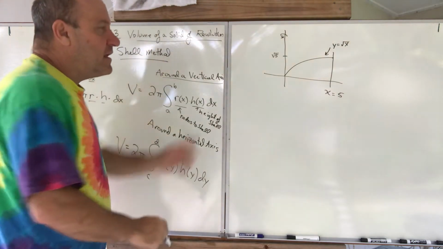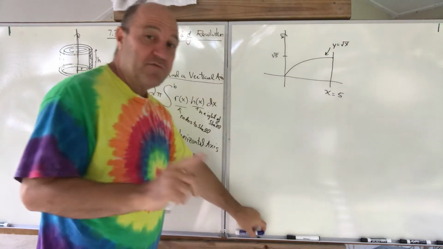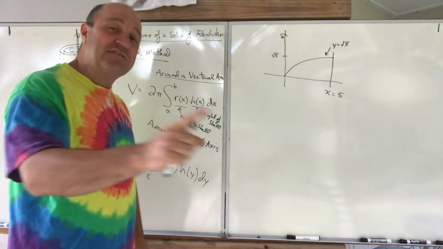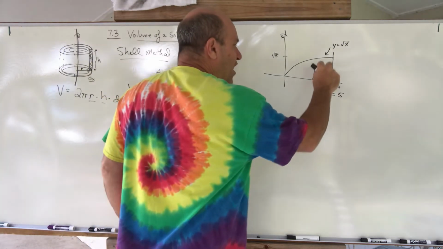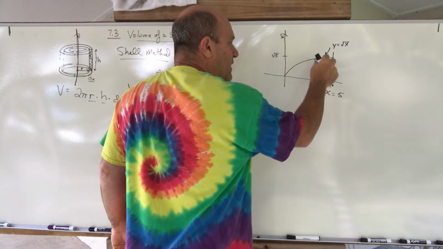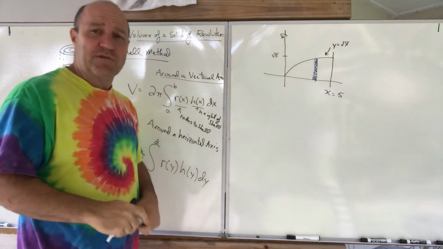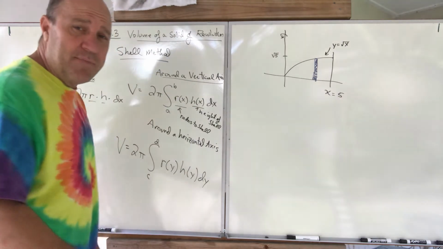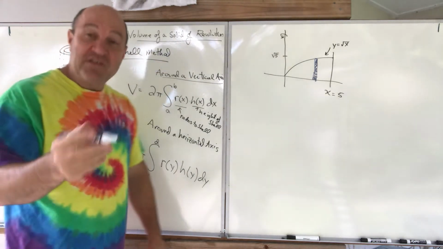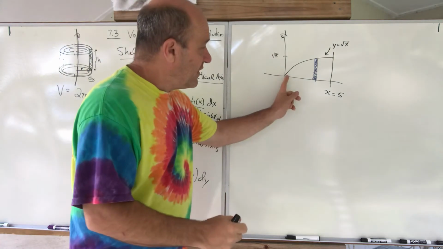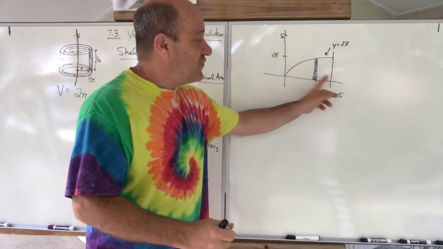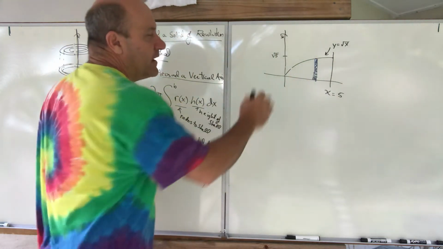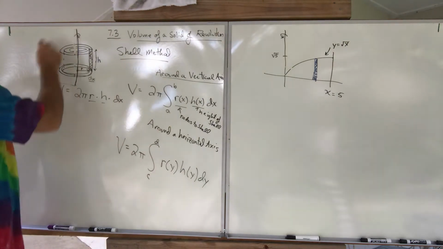With the shell method, here's how I do it. Step one of the shell method, draw yourself an arbitrary shell parallel to the axis of revolution. So I draw this shell here, parallel to the axis of revolution. That's step one of the shell method. Should I write that down for you? Draw a representative shell. There's a shell here, there's a shell here, there's a shell here. Just draw one arbitrary shell parallel to the axis of revolution. And then it spins around and sort of creates this picture.